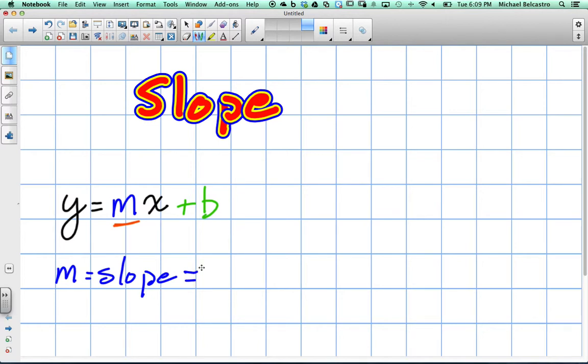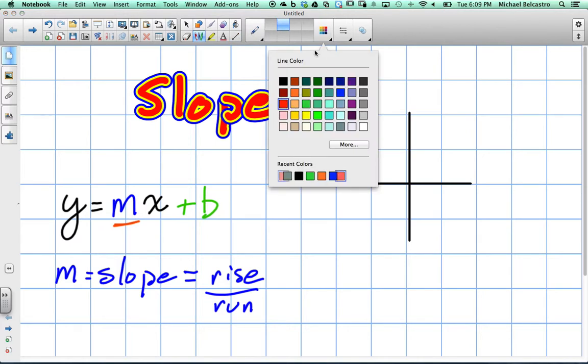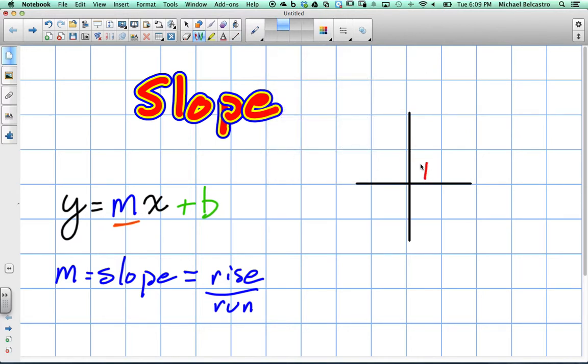Slope is equal to, and one way they describe it is, the rise over the run. Okay, and I'm going to make a brief sketch of a coordinate plane here. What they mean by rise over the run is how much you go up or down. That would be the rise. You either have a positive rise to go up or a negative rise to go downwards. And the run is left to right, right? A positive run is to the right and a negative run is to the left.